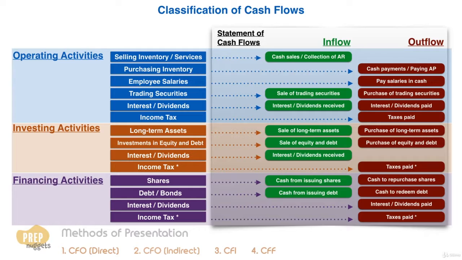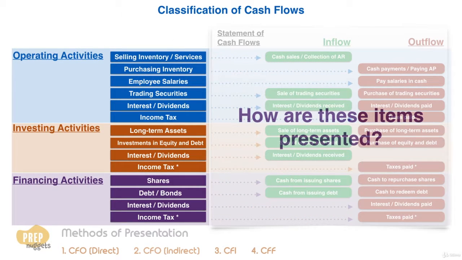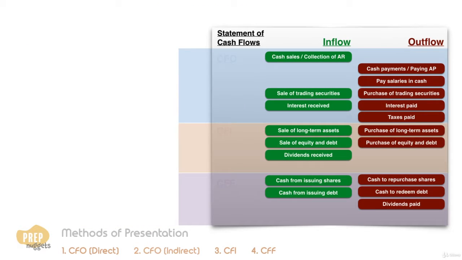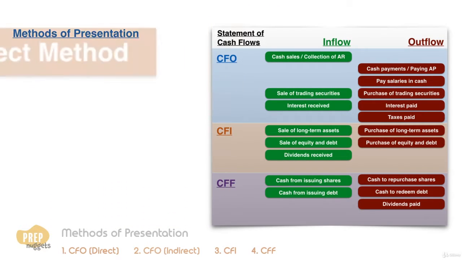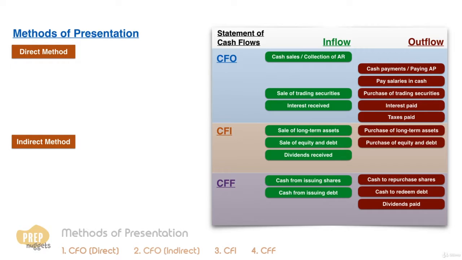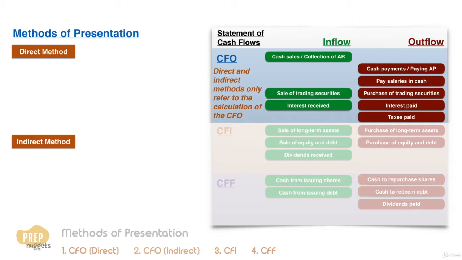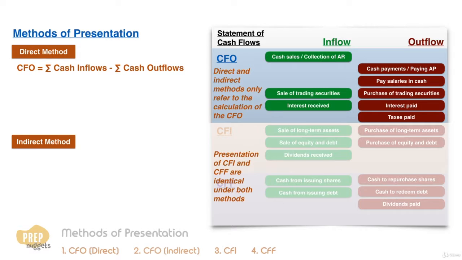Herein comes the question: how are these items presented in the cash flow statement? There are two methods of presenting the cash flow statement: the direct method and the indirect method. The difference in presentation of the two methods only refers to the calculation of the cash flow for operations, or CFO in short. The presentation of cash flows from investing activities and financing activities is exactly the same under both methods. The direct method is to identify actual cash inflows and outflows, while the indirect method is to begin with net income and make necessary adjustments to get the CFO.